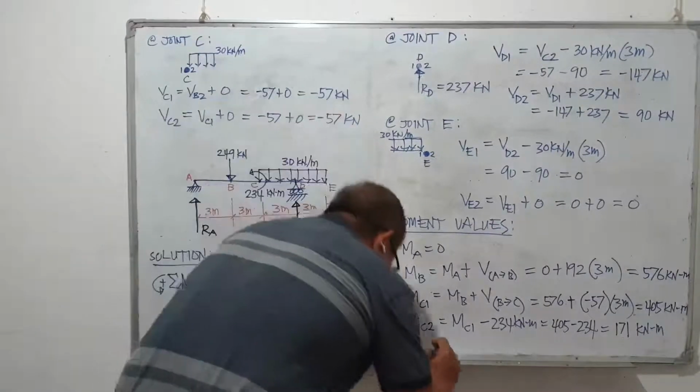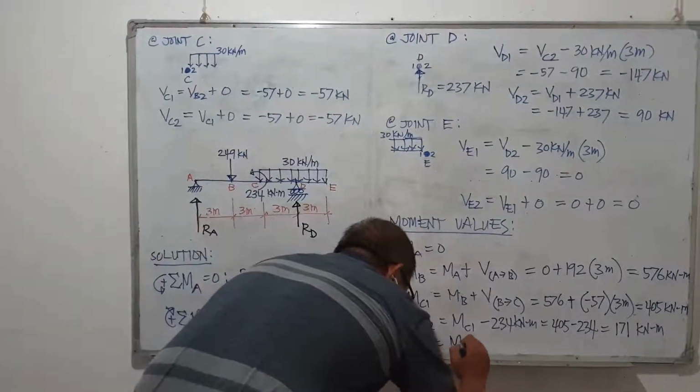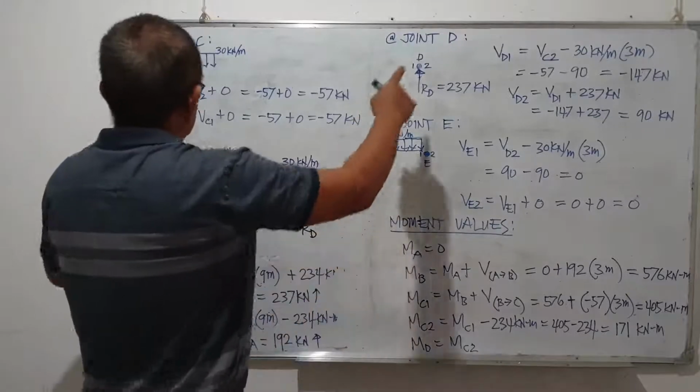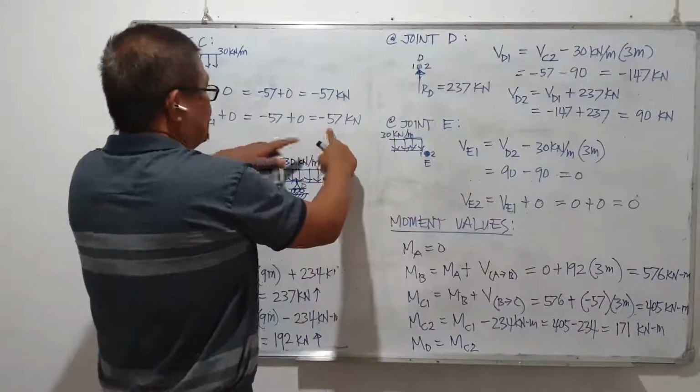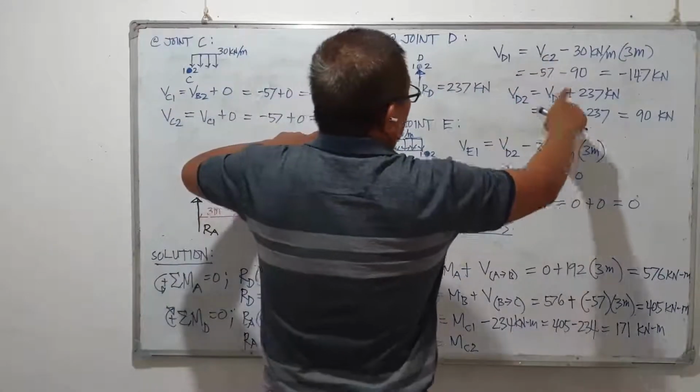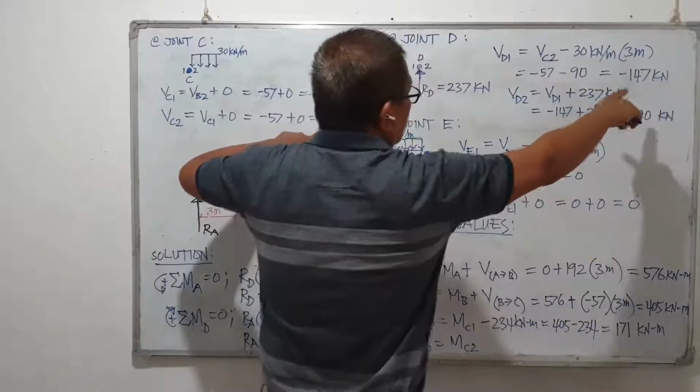Then for the moment at B, this is equal to M sub C2, and we have the shear. V sub BC2 is negative 57, V sub BB1 is negative 147.